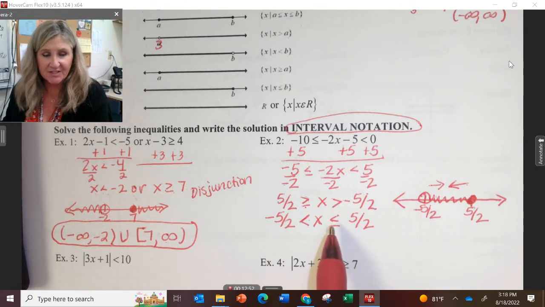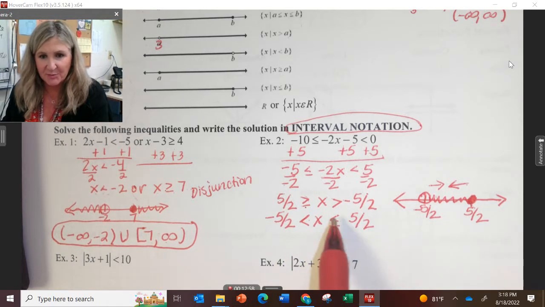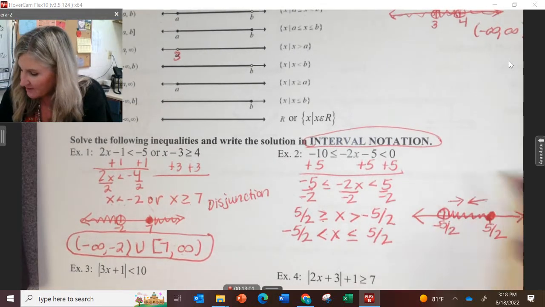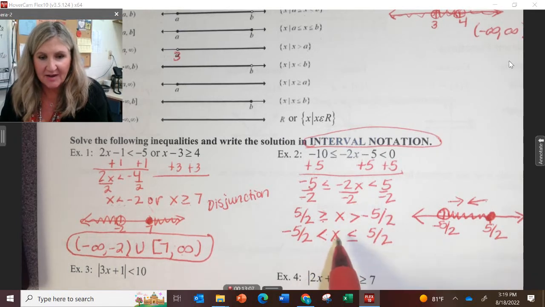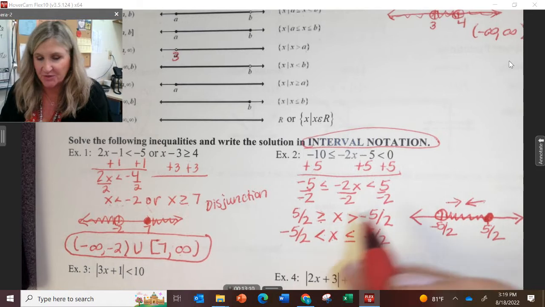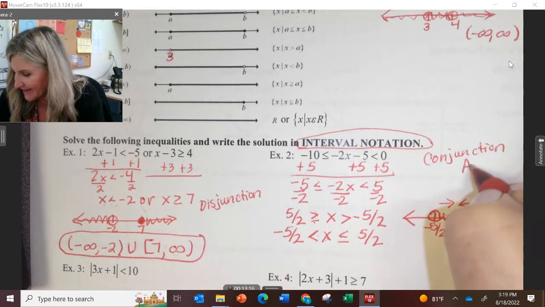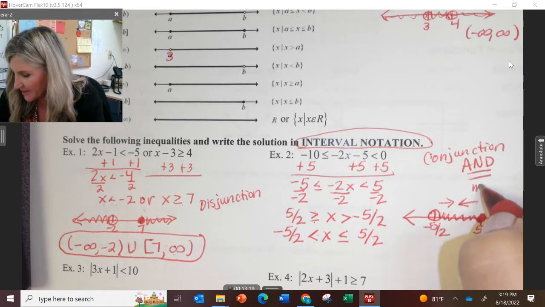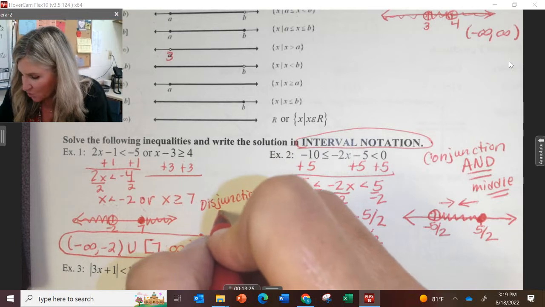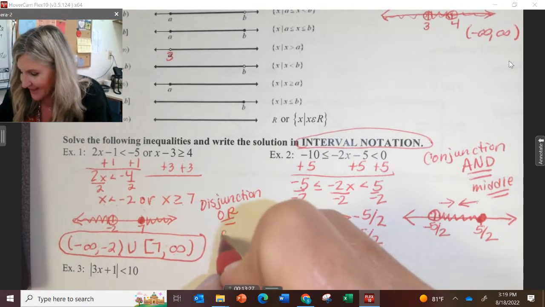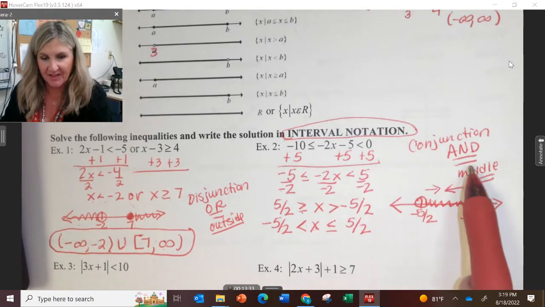Is it a conjunction or a disjunction? It's a conjunction, isn't it? Because it's in between. It's an and problem. When we see in between here, we have two inequalities that have to be satisfied. This must be true and this must be true. So conjunctions are always going to be and it's going to be that middle part. Whereas disjunctions are going to be ors, and they're going to be the outside part. See that? Outside part, middle part for the and.